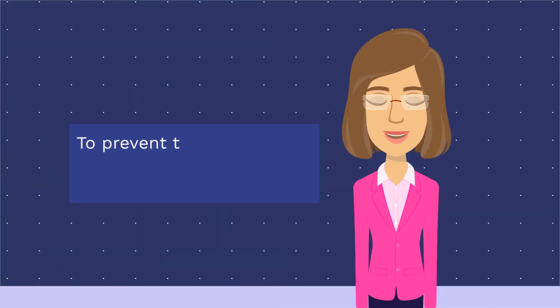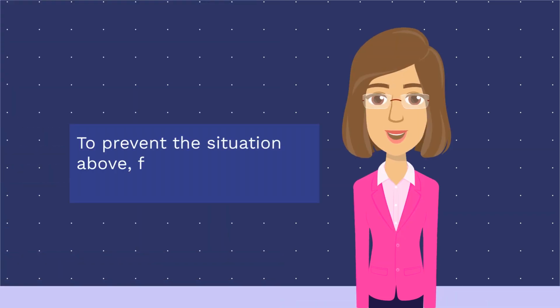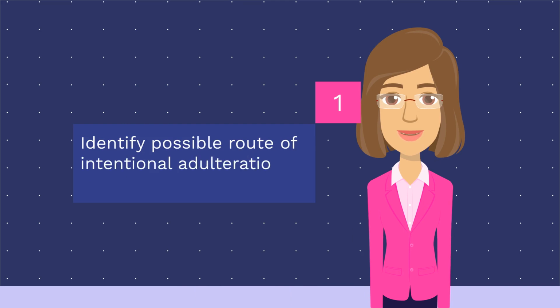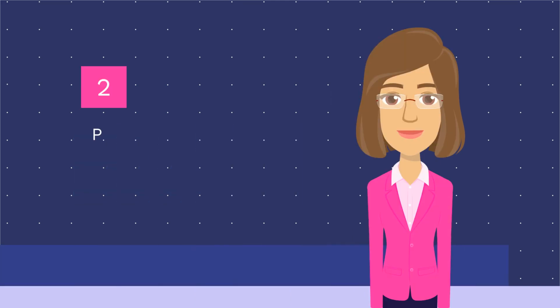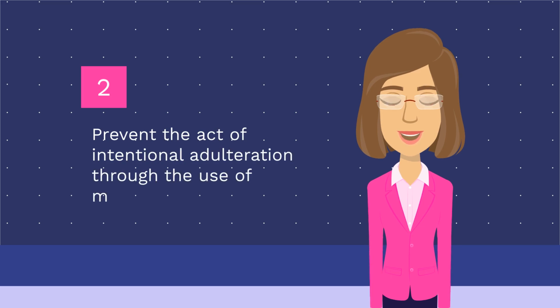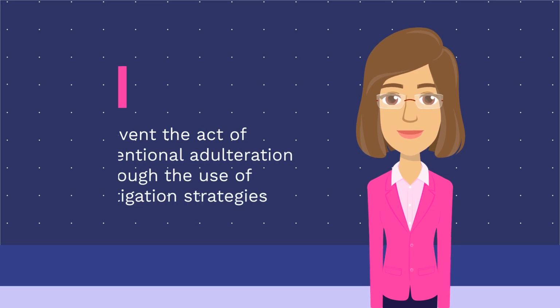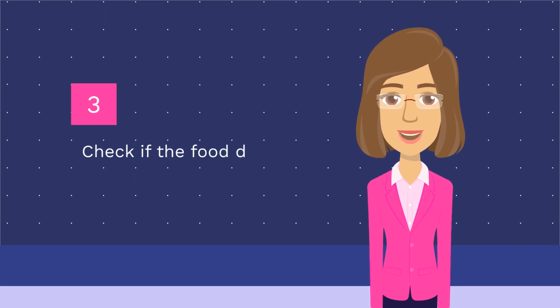To prevent the situation above, food defense acts as a system or tools that identify possible routes of intentional adulteration at the plant, prevent the act of intentional adulteration through the use of mitigation strategies, and check if the food defense program works.